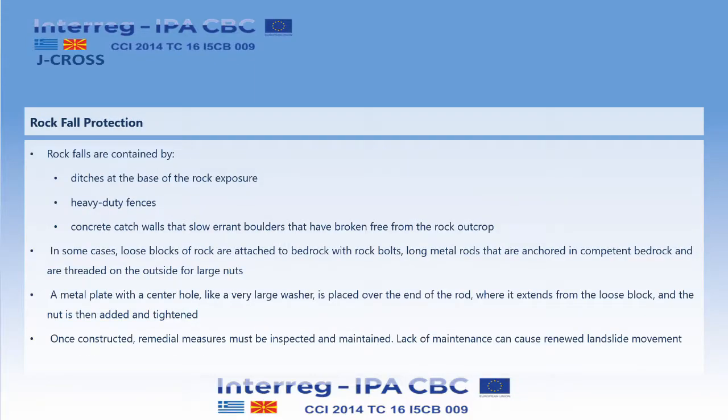Rock falls are contained by ditches at the base of the rock exposure, heavy-duty fences, and concrete catch walls that slow errant boulders that have broken free from the rock outcrop. In some cases, loose blocks of rock are attached to bedrock with rock bolts, long metal rods that are anchored in competent bedrock and are threaded on the outside for large nuts. A metal plate with a center hole, like a very large washer, is placed over the end of the rod, where it extends from the loose block, and the nut is then added and tightened.